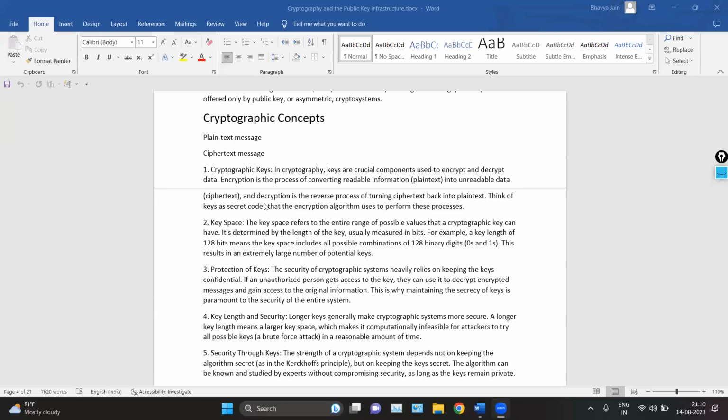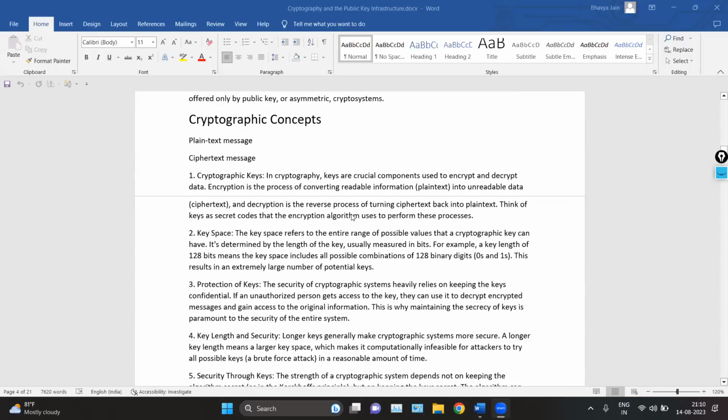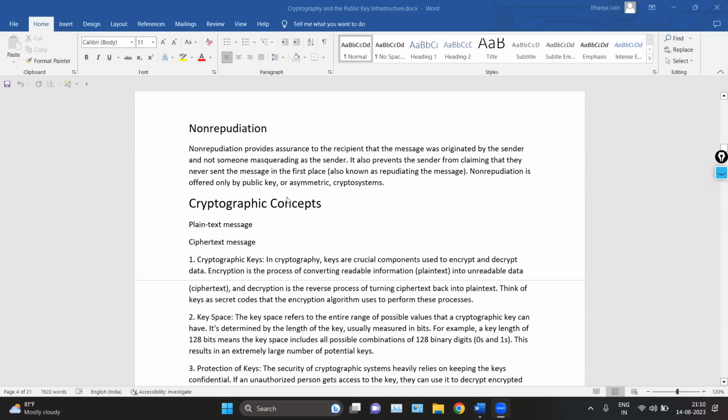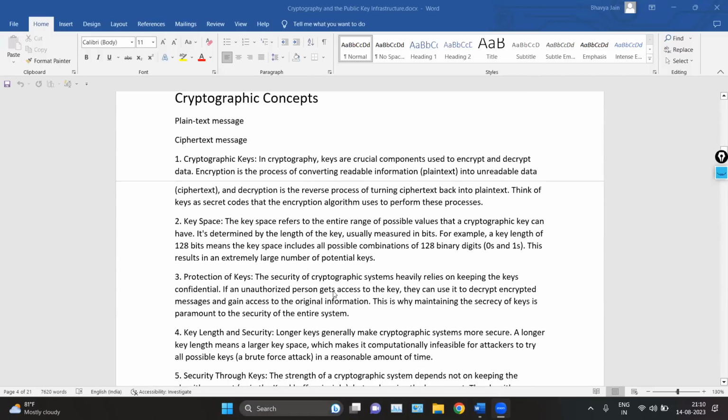So we will continue with the cryptography concepts. So we were on this one. Let's revise first. First is plain text. And then we have cipher text, which is the encrypted form of plain text.